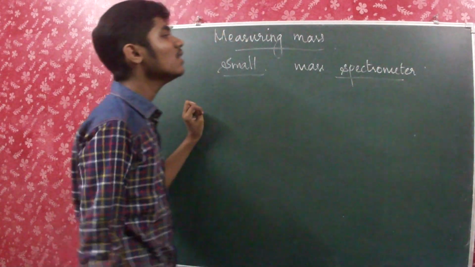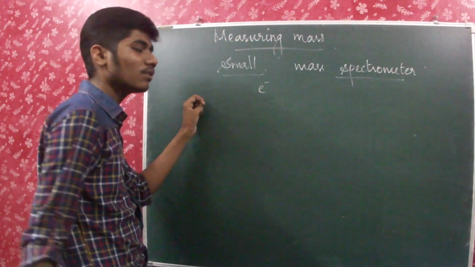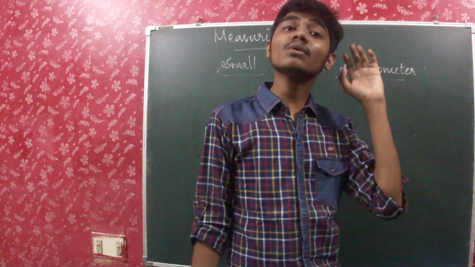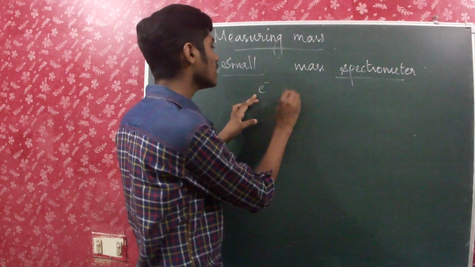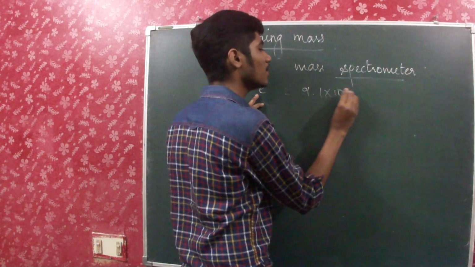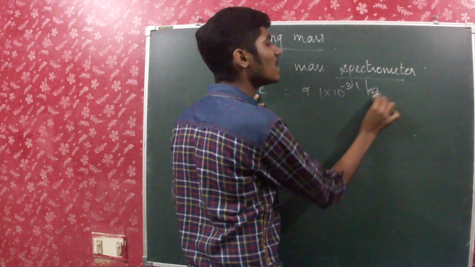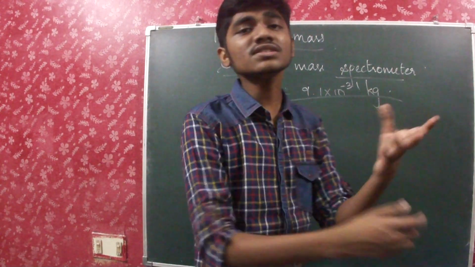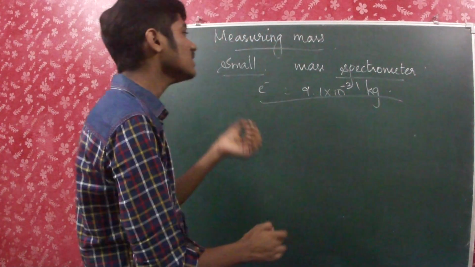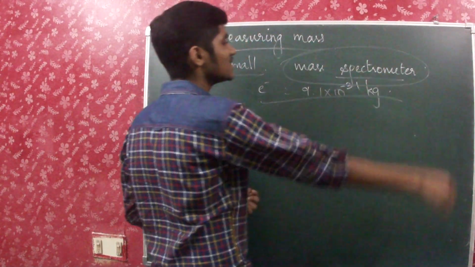Mass spectrometer. For example, if you take an electron and you are going to measure its mass, we know the mass of an electron is 9.1 × 10^-31 kilograms. And how did they find this? An electron is not visible to be seen, it's very small. Then how did they find this mass? That's because of the mass spectrometer.